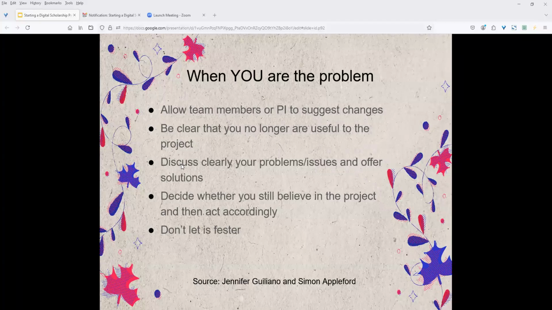What you should not do is let things fester. So if at the end of the day, if you have to remove yourself from it, make sure you don't run away and hide. Just make sure you transfer your duties and responsibilities to someone else.